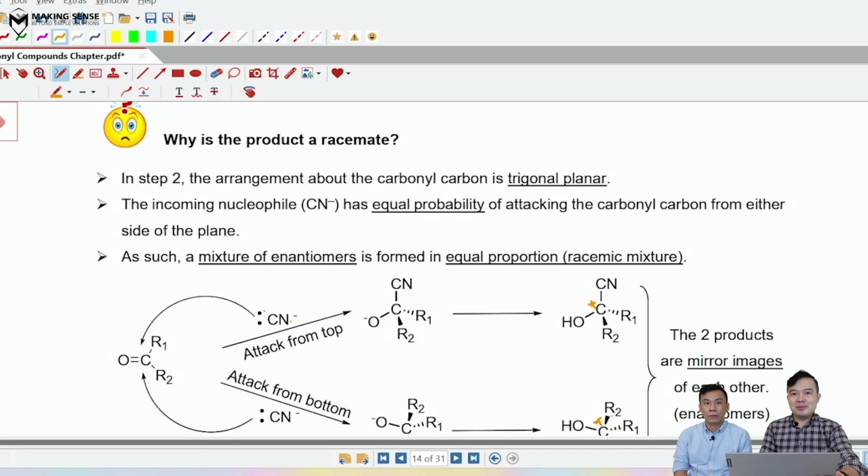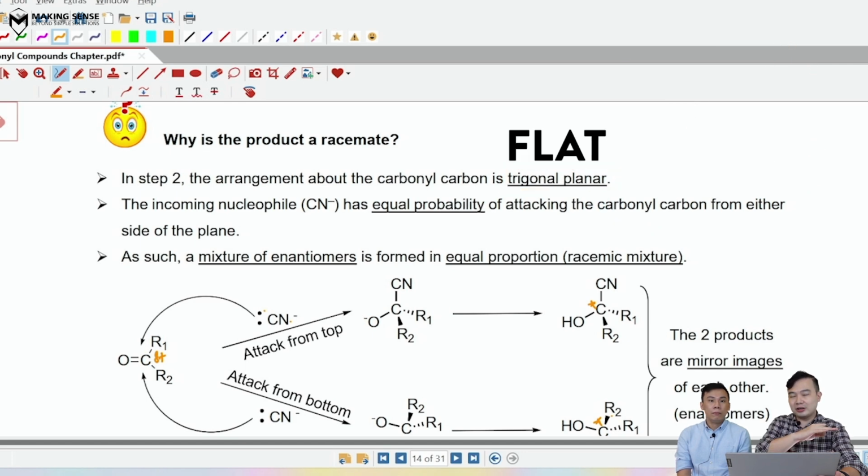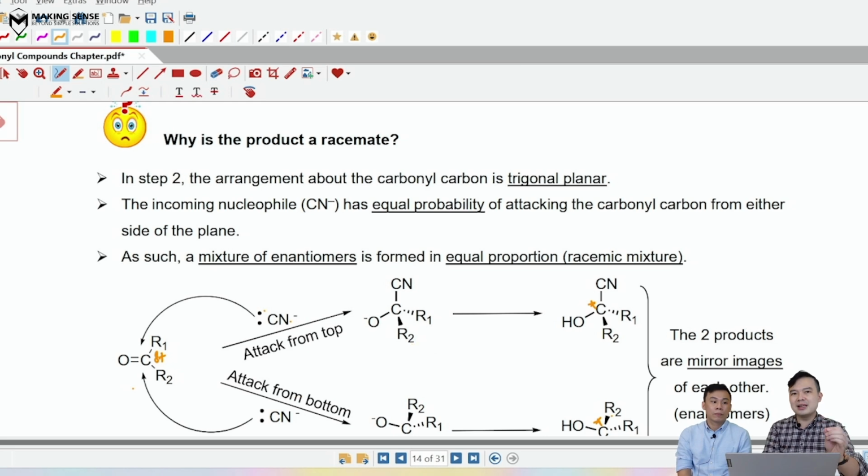So in the second step of our nucleophilic addition mechanism, we saw that the CN minus is attacking the electron-deficient carbon atom. Now, the special thing about this carbon is that it is actually trigonal planar, which means that it is going to be flat on a piece of paper. So when the nucleophile comes into attack, there's two choices. It can either come in from the top and the bottom, and these will create two very similar looking products.